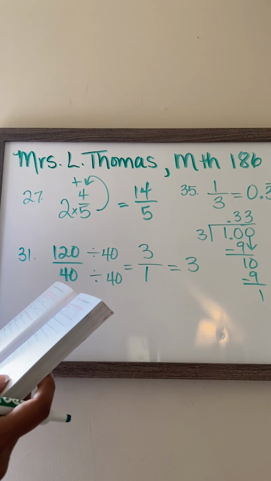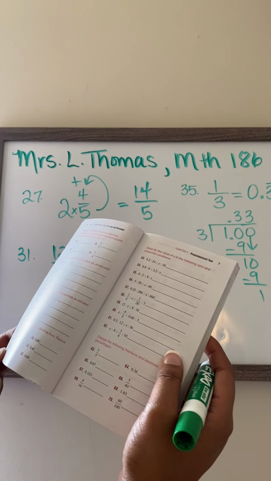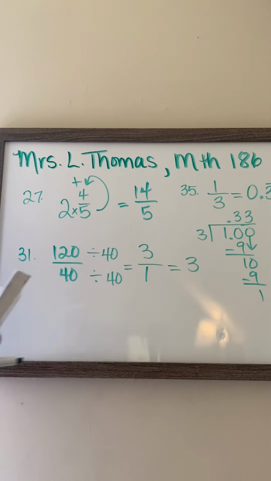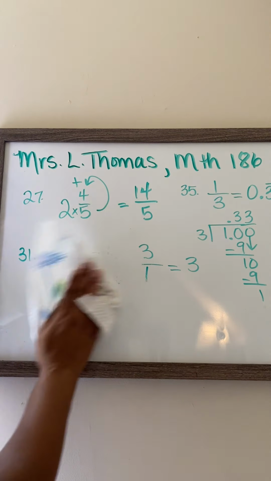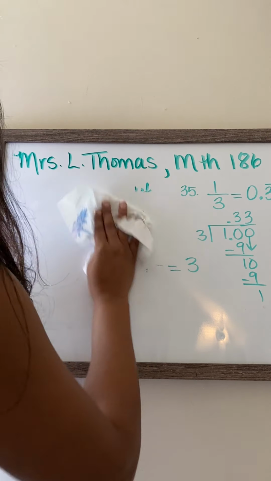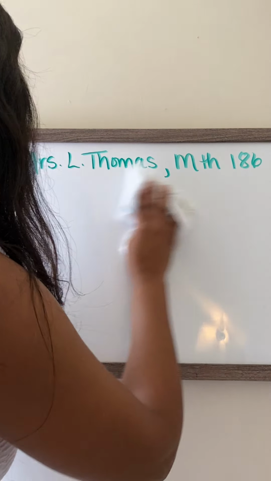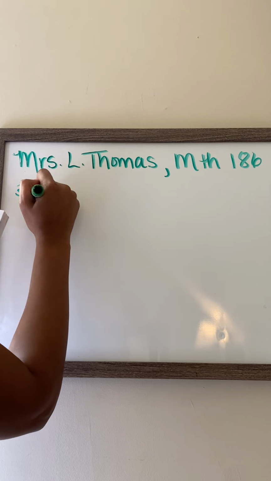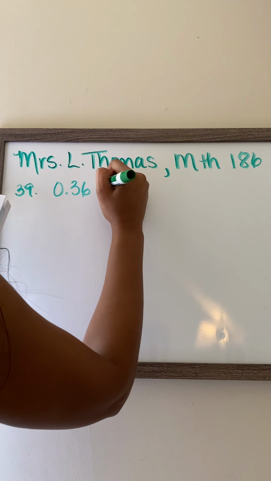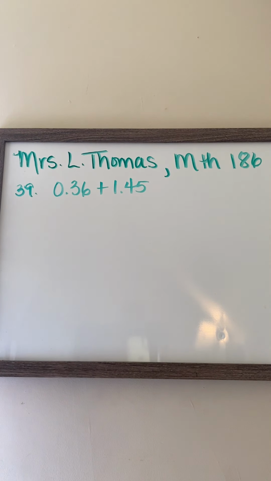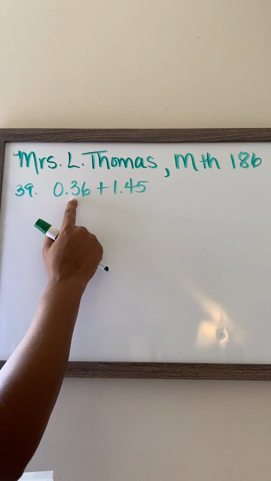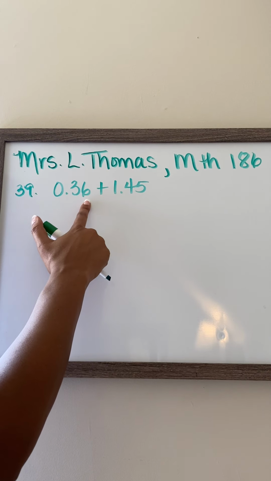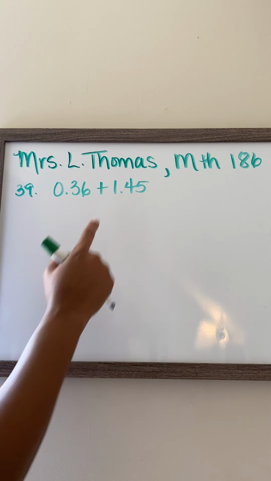Okay, for numbers 39 through 46, it says add or subtract the following decimals as indicated, or multiply and divide the following decimals as indicated. For 39, it has 0.36 plus 1.45. Now let's read this like it should be read. All right, this is 36 hundredths. Okay, tenths, hundredths place. All right, 36 hundredths plus 1 and 45 hundredths.